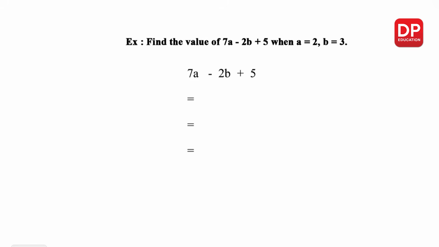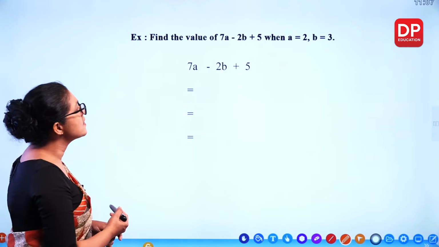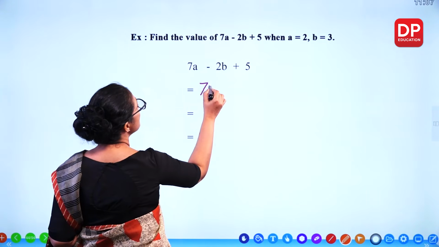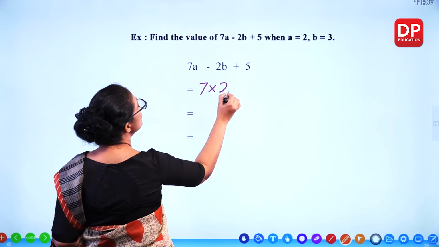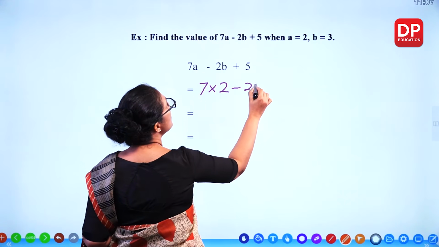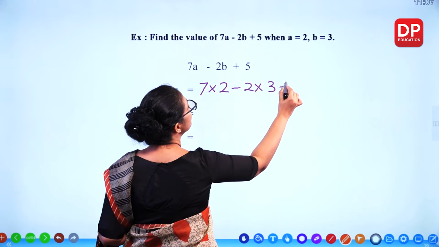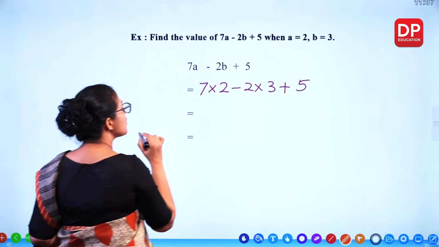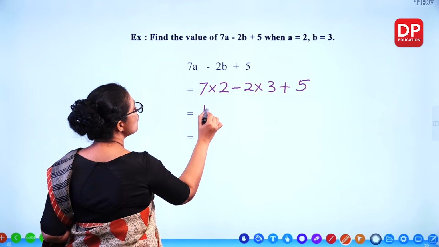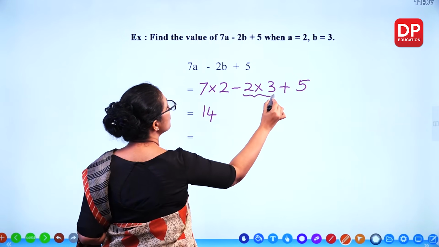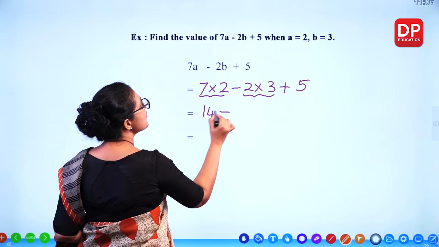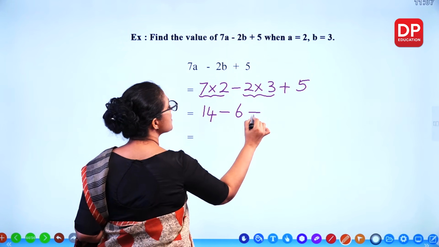Find the value of 7a minus 2b plus 5 when a equals 2 and b equals 3. We substitute a equals 2, b equals 3. Multiplication first. 7 times 2, 14. Then these two, 3 times 2, 6 plus 5.